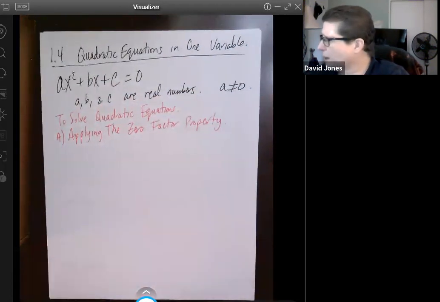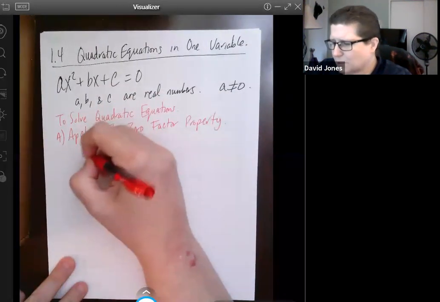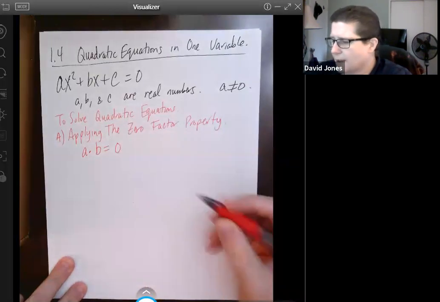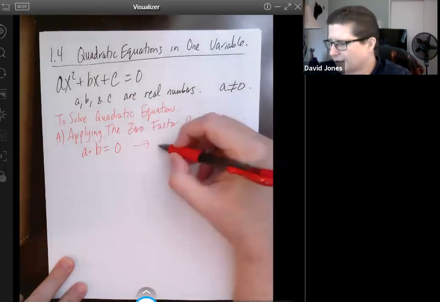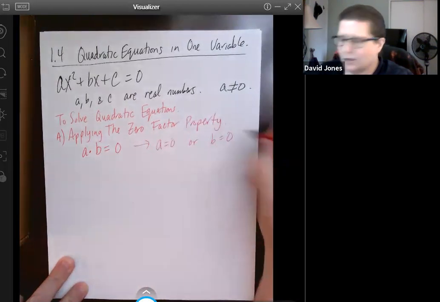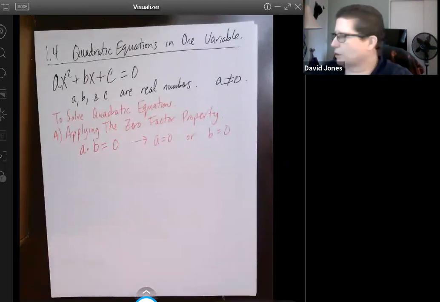Applying the zero factor property. Recall the zero factor property. We've looked at this before. A times b equals 0 means that either a equals 0 or b equals 0. One of those two has to hold. Otherwise, two numbers multiplied together do not equal 0.